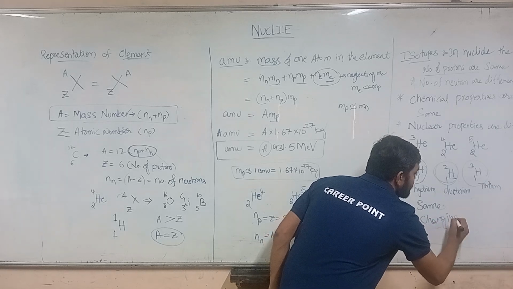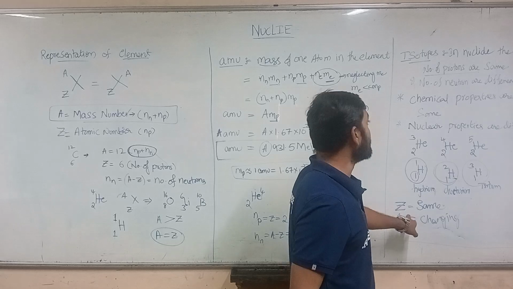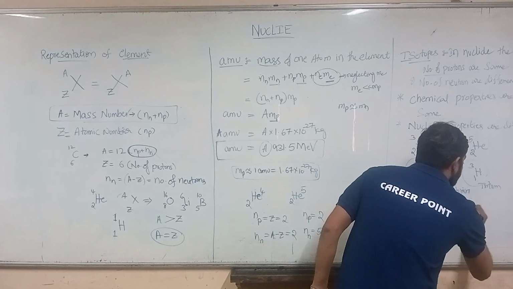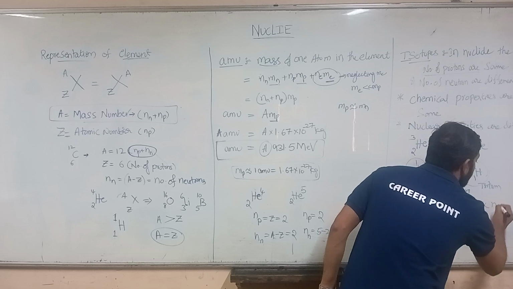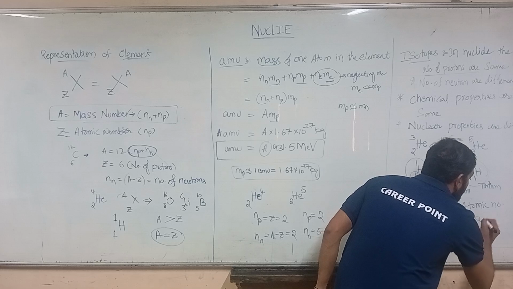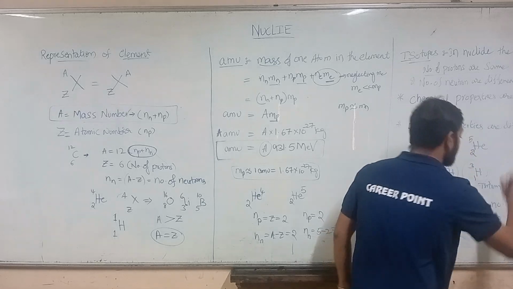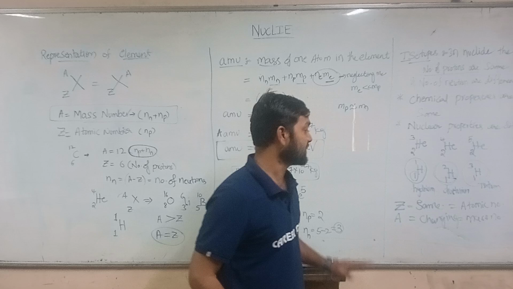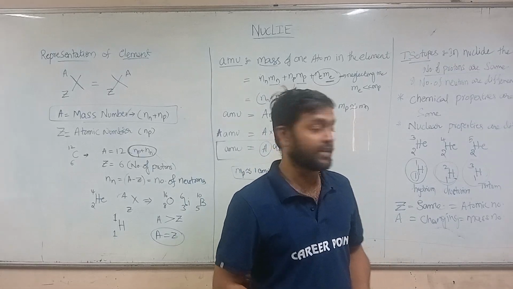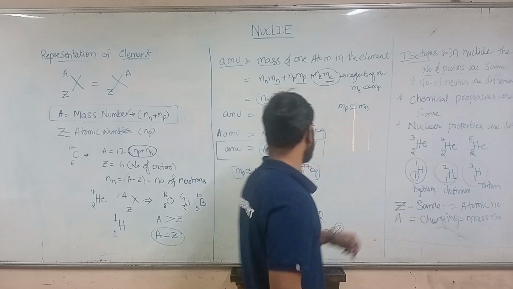So Z means the atomic number, and A means the mass number. Mass number means we are going to have the number of protons and the number of neutrons, right? Okay, right. We'll discuss now.